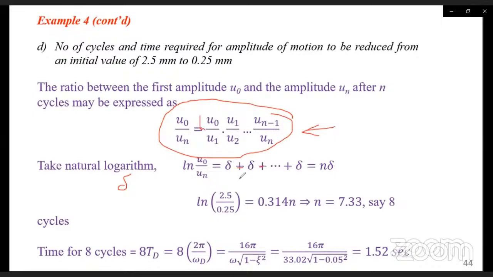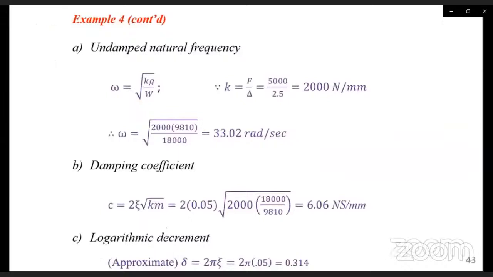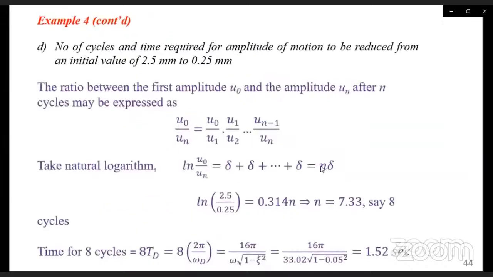So if there were 9 cycles, we'll have 9 deltas. Now, the natural log of the starting value 2.5 over un 0.25 will be equal to, if you take the natural log of all that, the delta. We had calculated the logarithmic decrement to be 0.314. So we just substitute this to be 0.314 n. And basically now you are saying n is equal to 7.33.